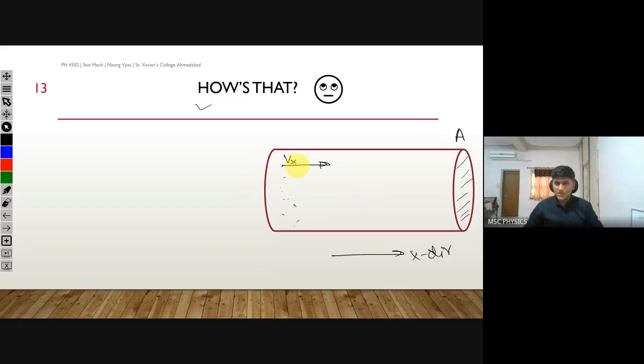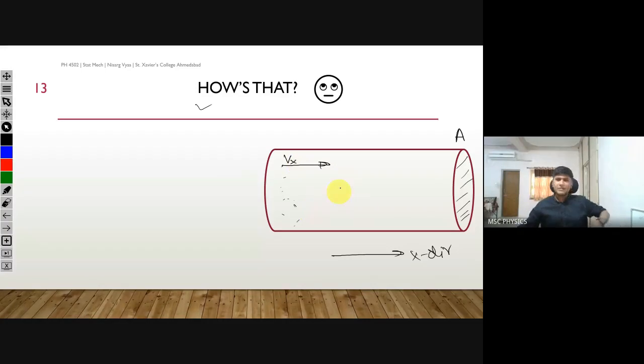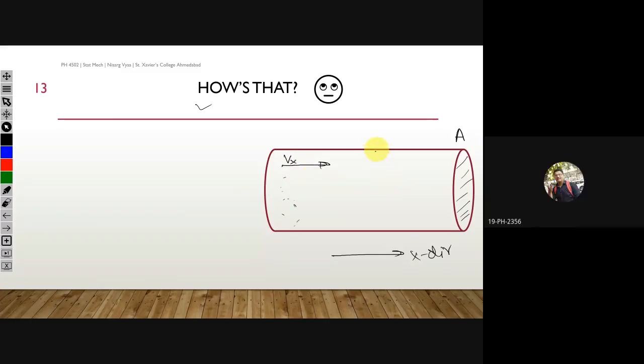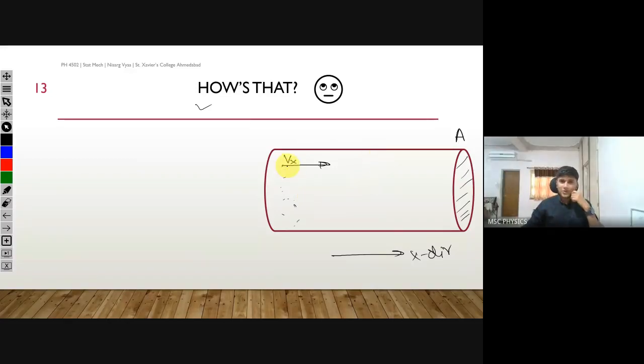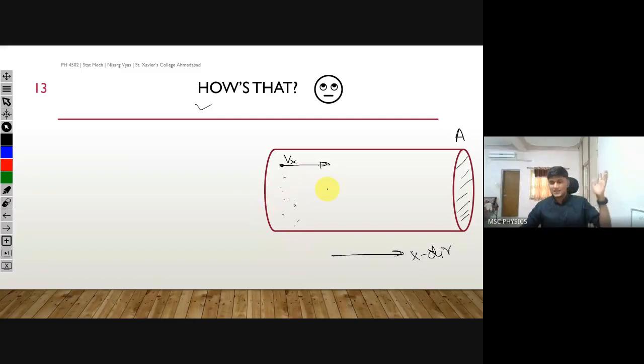Now, who asked me the question? Kindly tell me your name. Sir, Vishrut. Okay, Vishrut, what do you understand by the word velocity? Rate, how much displacement a particle is traveling per unit time. Okay, per unit time. So can I say that this particle will travel Vx distance in 1 second? Yes, sir. Every particle has velocity in the x direction equal to Vx.